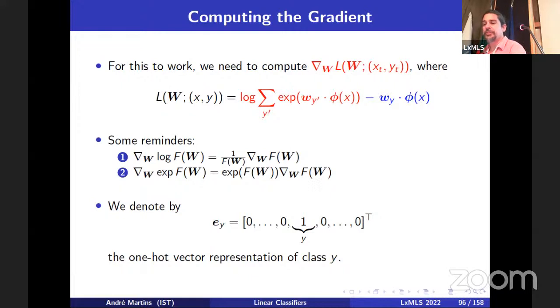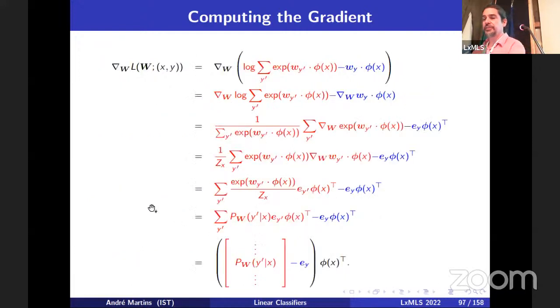Just by using these two properties, and also by using the special notation of a one-hot vector, I'm going to use the notation e_y. It denotes a one-hot vector, a vector that is 0 everywhere except in a single index, and that index is the one associated with label y. If you use this notation and those formulas, then by following a sequence of steps we can compute the gradient of the loss function of logistic regression and obtain a very simple expression in the end. I'm going step by step because this part is relevant. This is the loss function whose gradient we need to compute. It has this part in red and this part in blue.